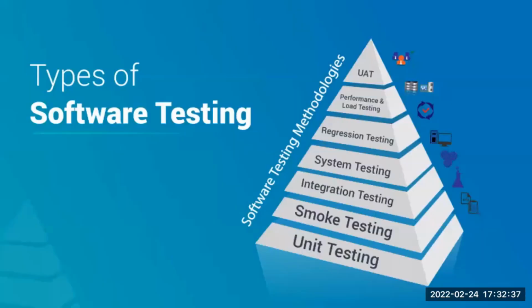Now, let us go for the software testing types. In the types of software testing, we have unit testing, smoke testing, integration, system, regression, performance testing, and UAT. So the first is unit testing. In unit testing, we see that the code is developed properly. The developer will run JUnit scripts and other scripts, and then he will give a sign off.